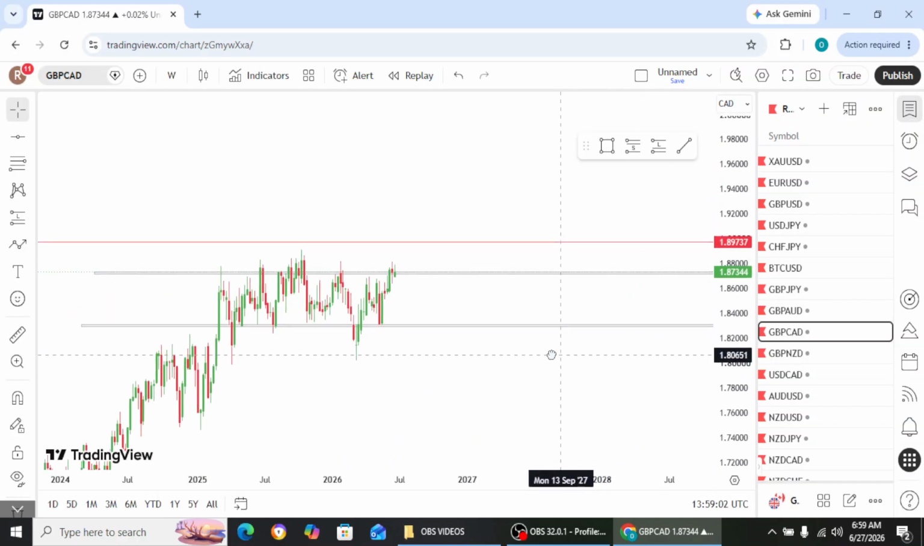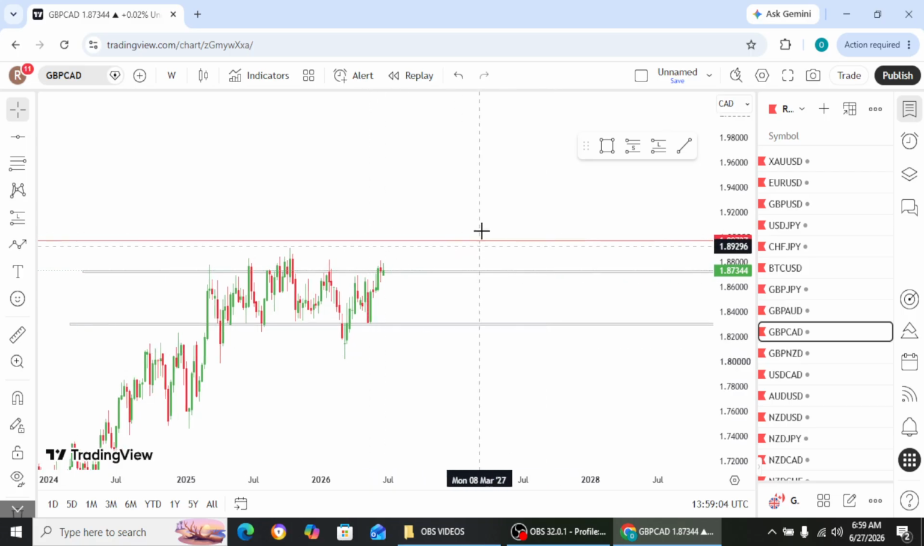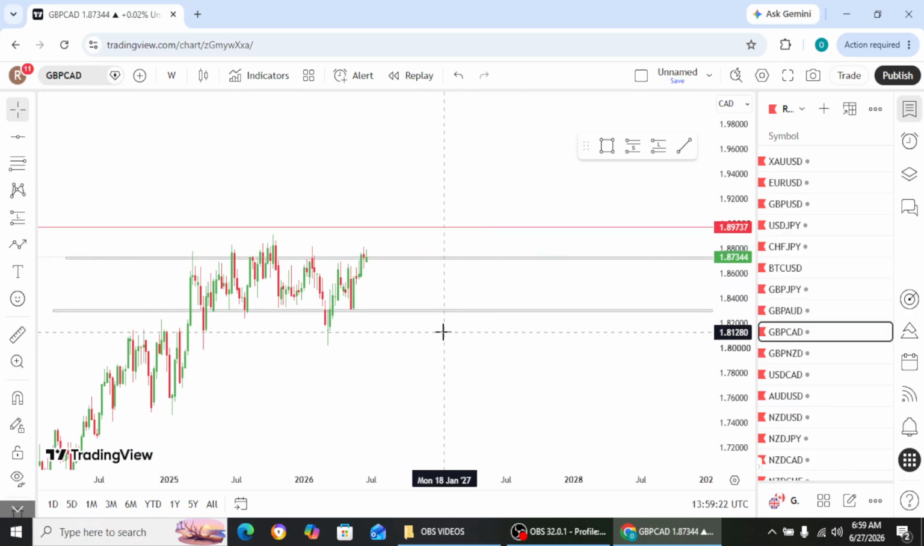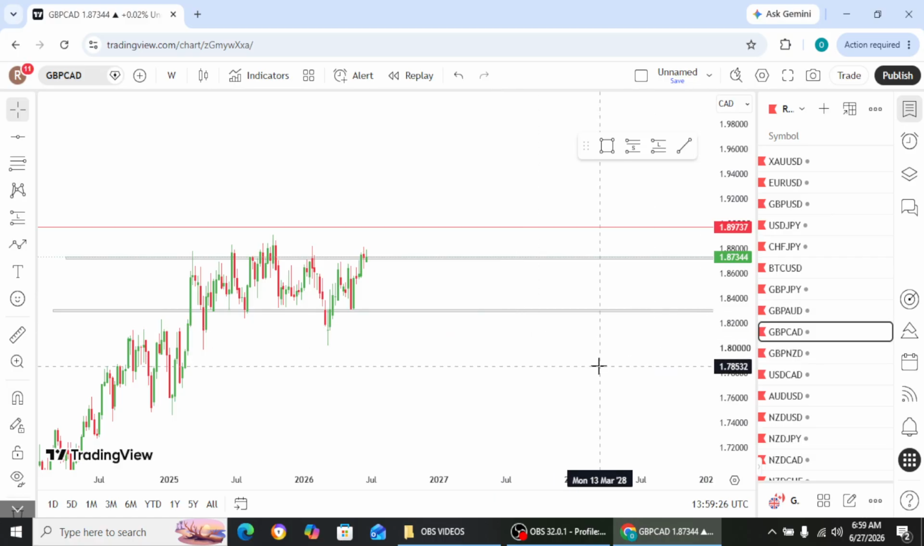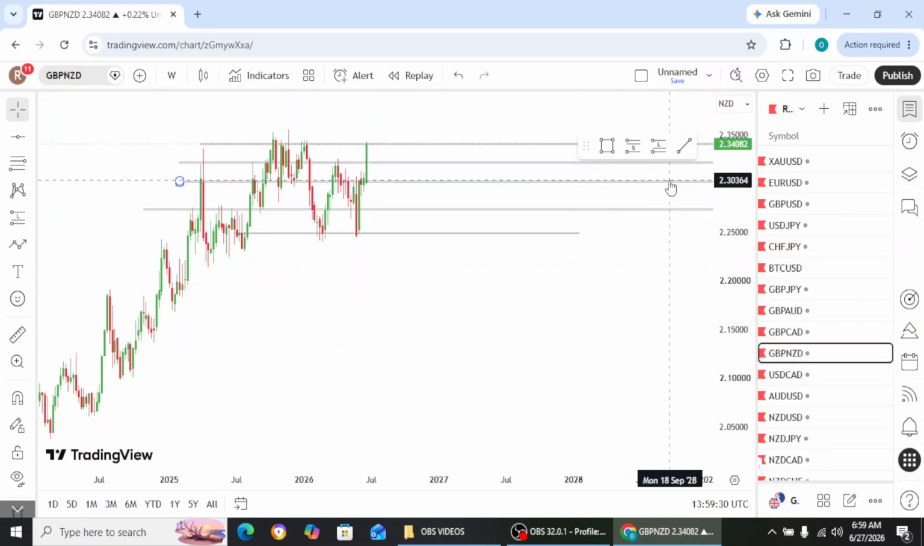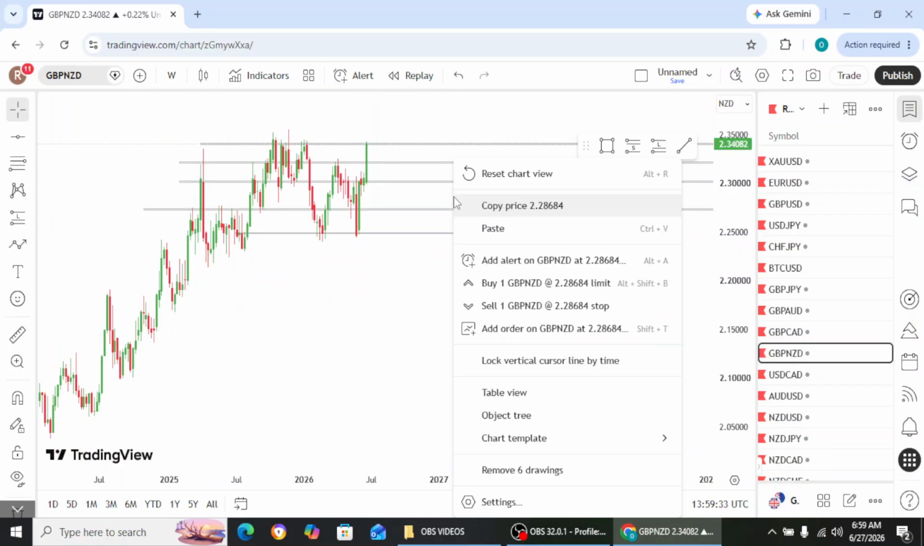So in summary, what's the outlook for GBP CAD? Only look for buying opportunity at this level and look for selling opportunity at this level. But for scalpers and intraday traders, you can actually trade in between these levels. You can make a good profit. This is a weekly time frame, so this is a lot of pips. Okay, so that is our bias for the trading outlook for GBP CAD for next week, starting from the 29th of June. Now let's look at GBP NZD and see what we can do.